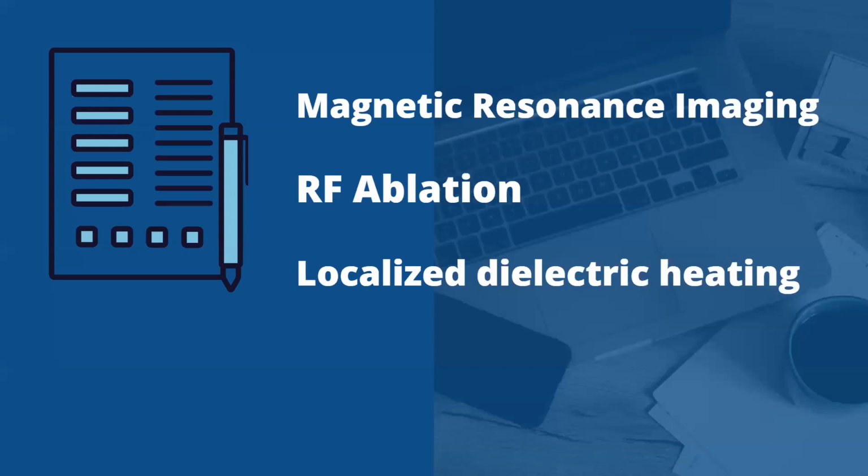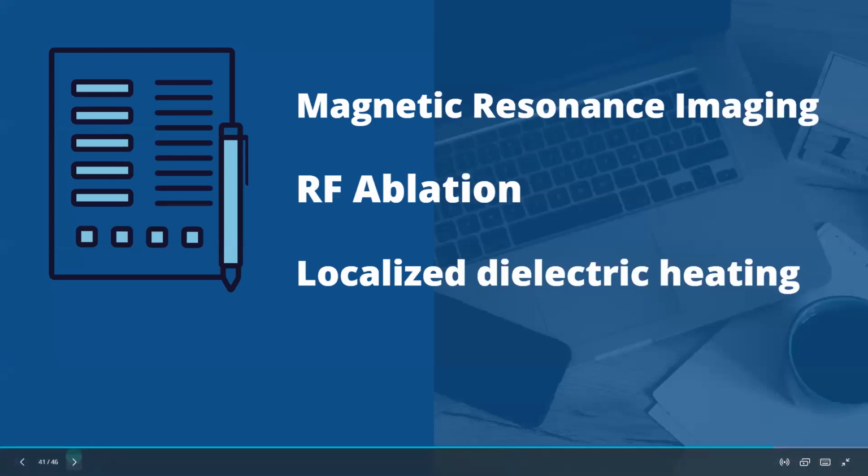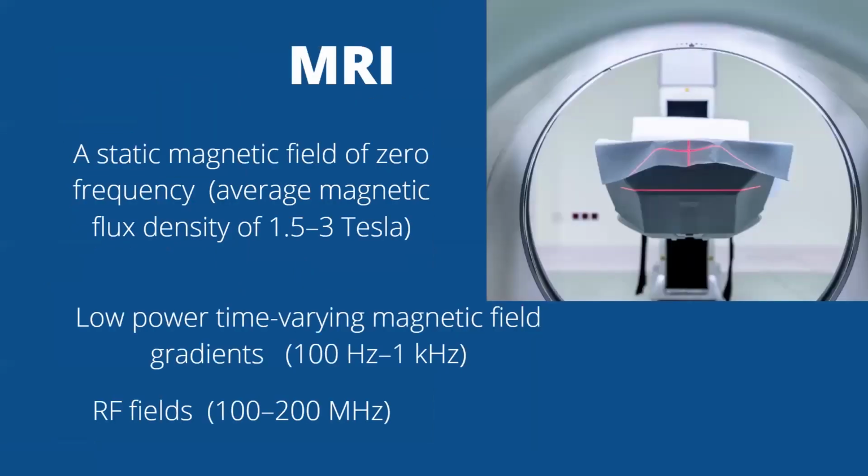The first one is magnetic resonance imaging. The second one is RF ablation, and the third one is localized dielectric heating. We can see what is there in each one of them. First, you'll have an idea of what MRI is. It's magnetic resonance imaging.